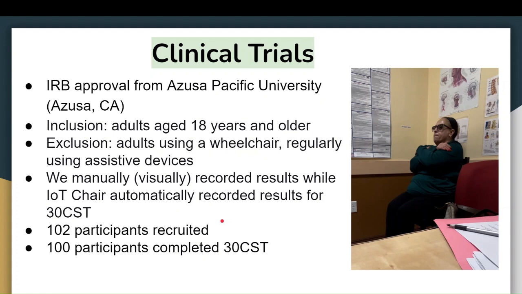And so to assess the accuracy of our device, we ran clinical trials. We first obtained IRB approval from Azusa Pacific University. All participants who were included were adults aged 18 years and older. The participants that were excluded were any adults who used a wheelchair or regularly used any assistive devices in walking, such as canes or a walker.